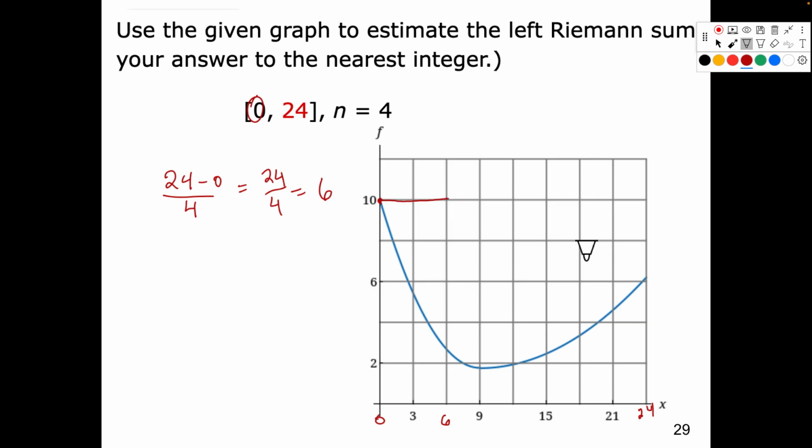Okay, so we've got this. And so what is the area of this rectangle? It's got a height of 10, base of 6, it's 60. So we could start doing that. Where does the next one start? Where the other one leaves off? Yeah, about there. So it starts at 6 and it goes to 12.